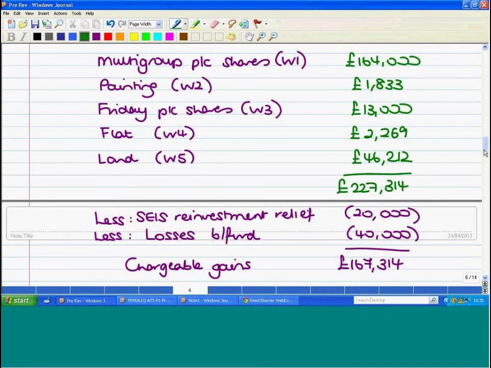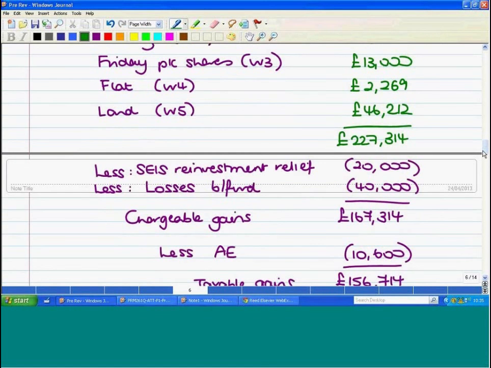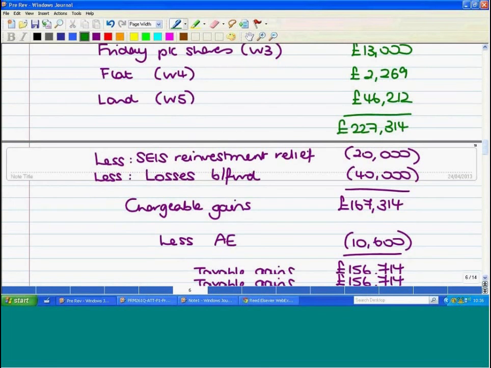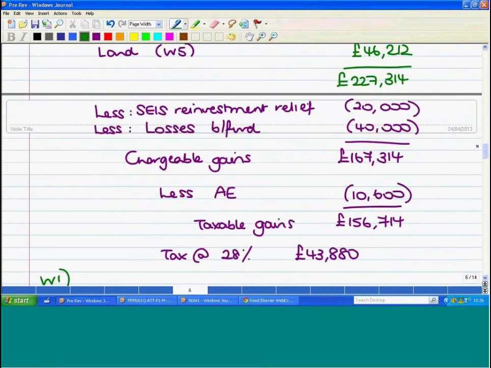Losses brought forward, remember, you always deduct your losses brought forward. However, if your gains were quite low, you could have preserved your annual exemption. Now, it wasn't applicable here, so we can just deduct the 40,000 loss brought forward in full. And if we had had a current year loss, that would have gone before our losses brought forward. Now, as always, you're going to pick up easy marks for deducting an annual exemption. And then, of course, we knew that we were going to be taxing at 28%.